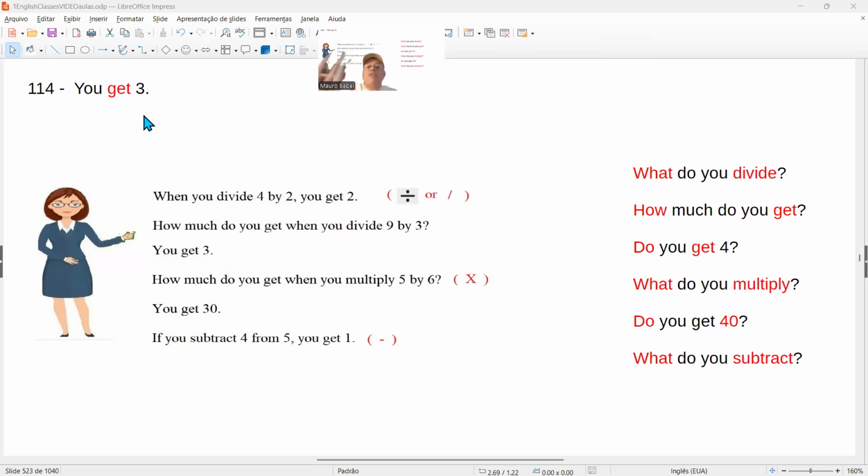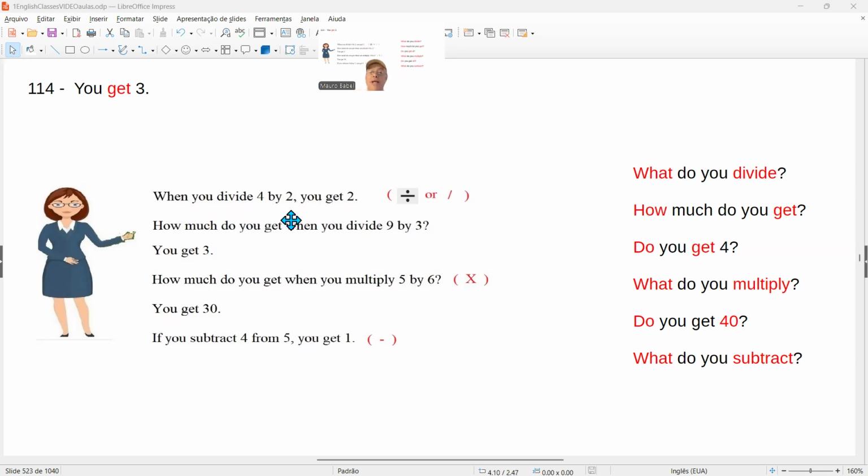What is that? When you divide 4 by 2, what do you get? Do you get 3? No, you don't. What do you get? You get 2. 4 by 2 is 2.